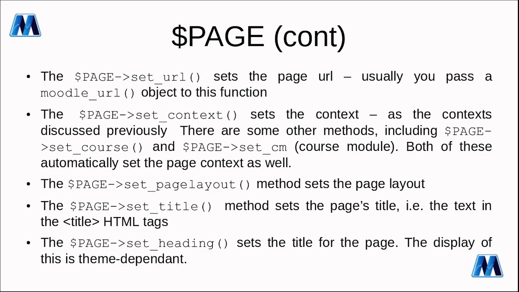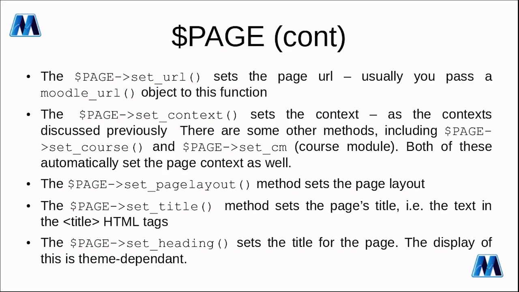So when you come to displays, this is now relevant to us going back to our index.php. We have to set up our page before we actually start to generate content. So there are things that you need to do, like set the page URL. Like I said, that's required, and so you usually pass some kind of moodle_url object to the function. Then there's a context, so the context sets the context of the actual page, and this then determines what gets shown through the navigation API, etc.